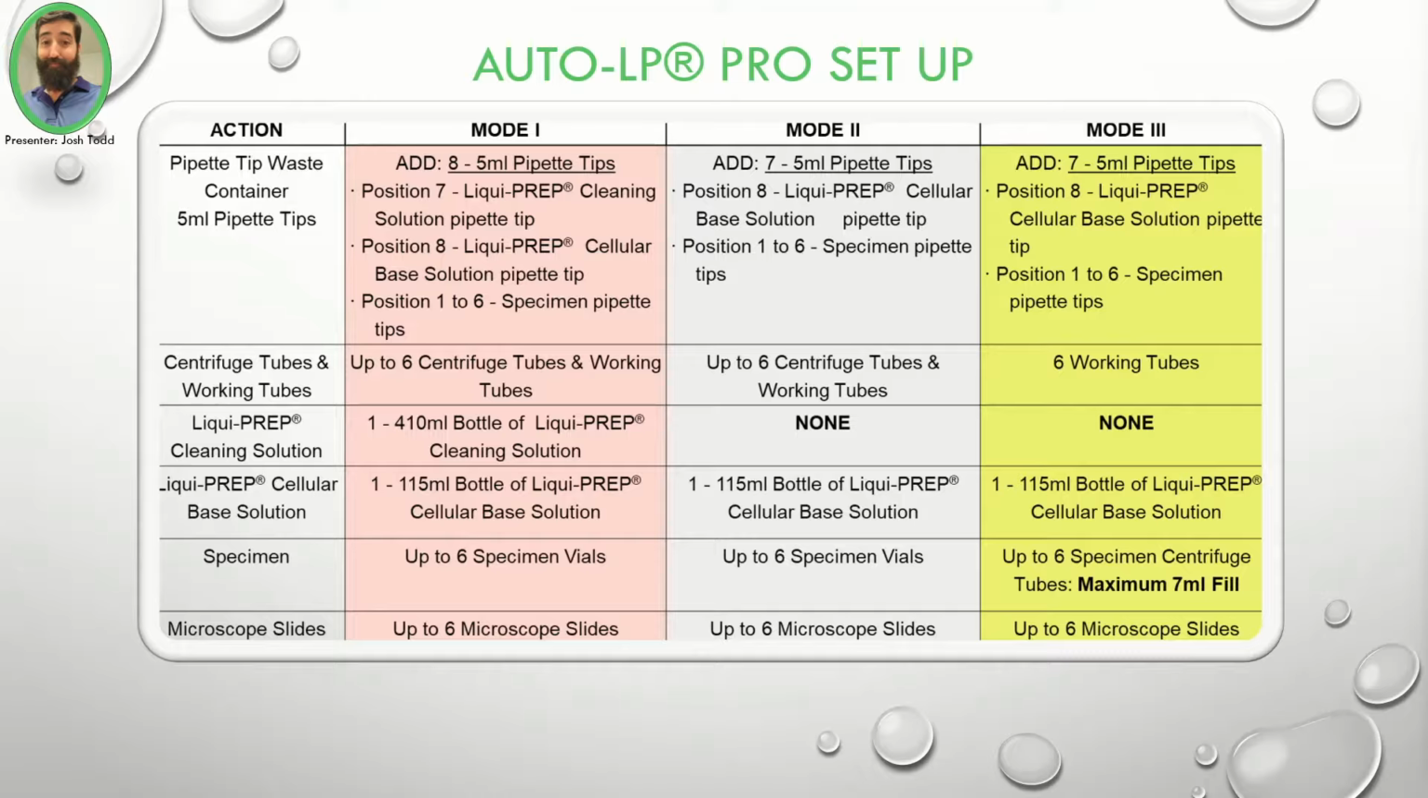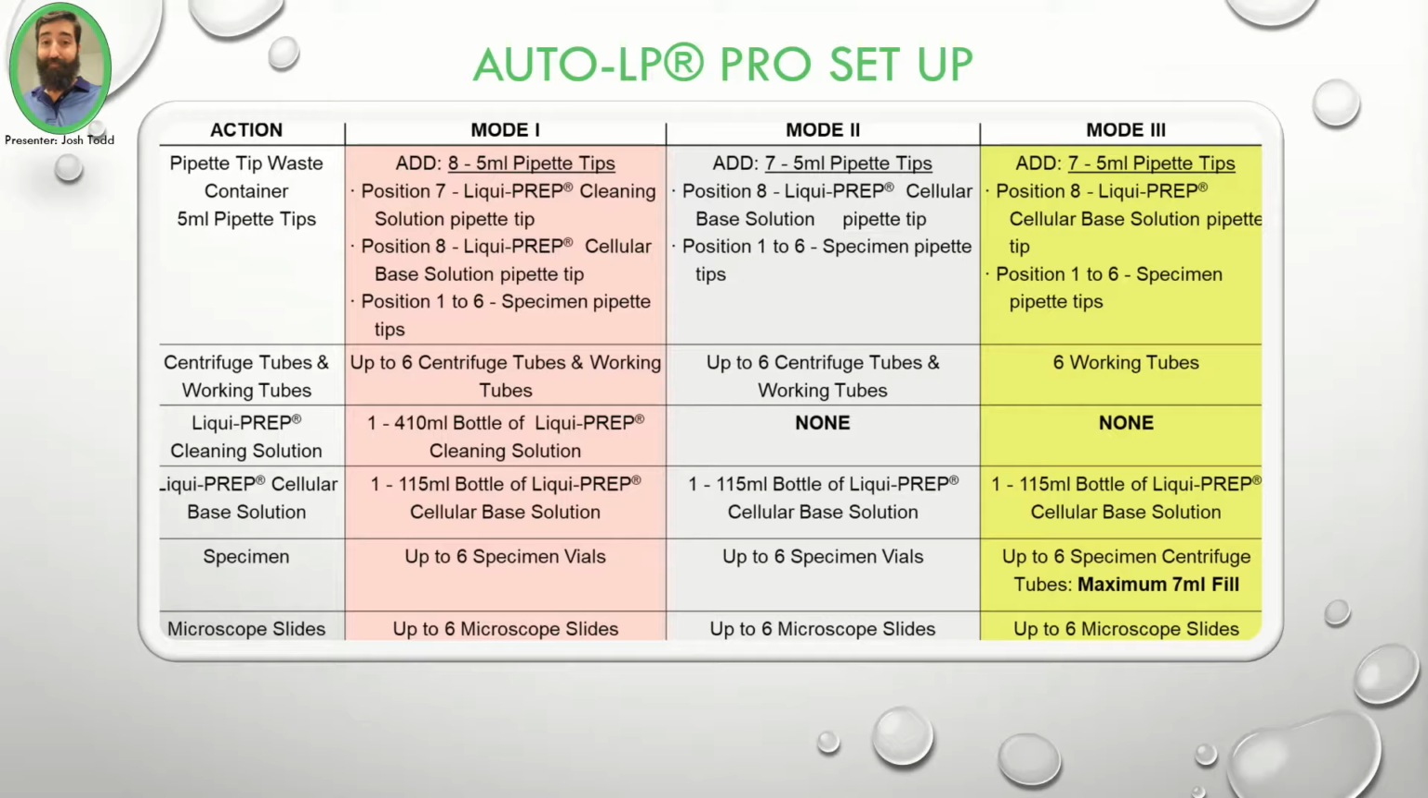Mode 1 utilizes 8 pipette tips. Positions 1 through 6 are specimen pipette tips. Position 7 is a LiquidPrep cleaning solution pipette tip, and position 8 is a LiquidPrep cellular base solution pipette tip. In Modes 2 and 3, only 7 pipette tips are needed as there is no cleaning solution used.